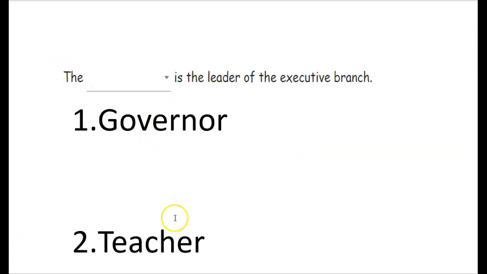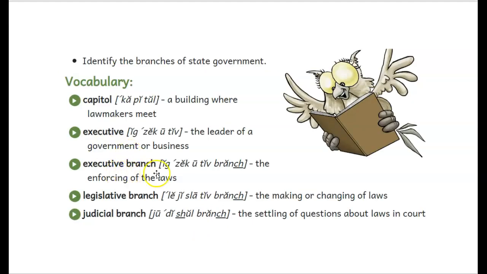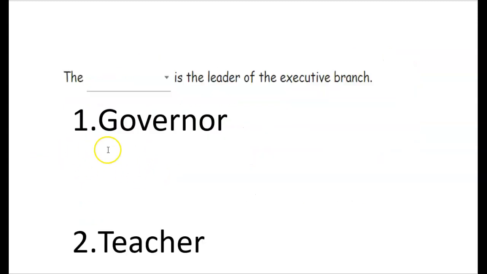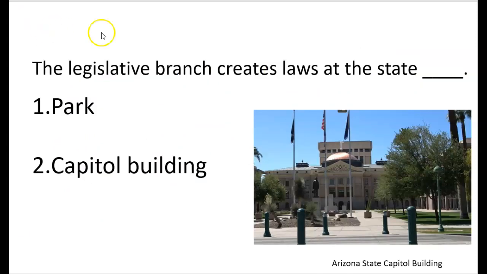The governor or teacher is the leader of the executive branch. Am I going to be the leader of the executive branch? Remember, the executive branch is the enforcing of the laws. That's the executive branch. The executive is going to be the leader of a government. So the one that would make sense there is the governor. He's the leader of the executive branch.